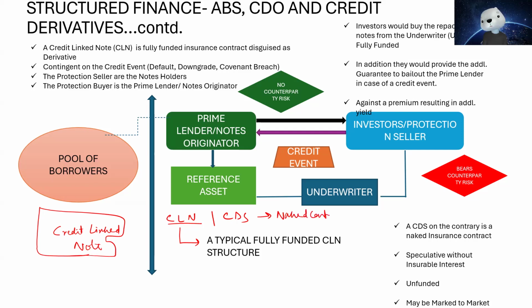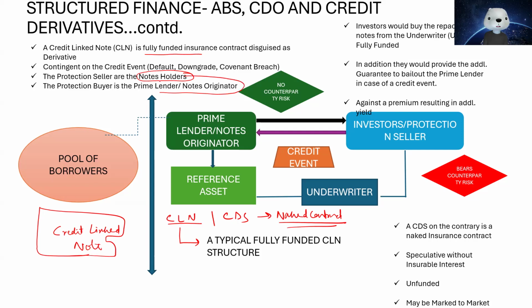What does that mean? We will come to it a little later on. So let's first get through with the text out here. A credit linked note is a fully funded insurance contract disguised as a derivative. It is contingent on the credit event. As we have known, the credit event could either be a technical default or a hard default. The protection sellers are the notes holder, while the protection buyer is the notes originator or the notes issuer.